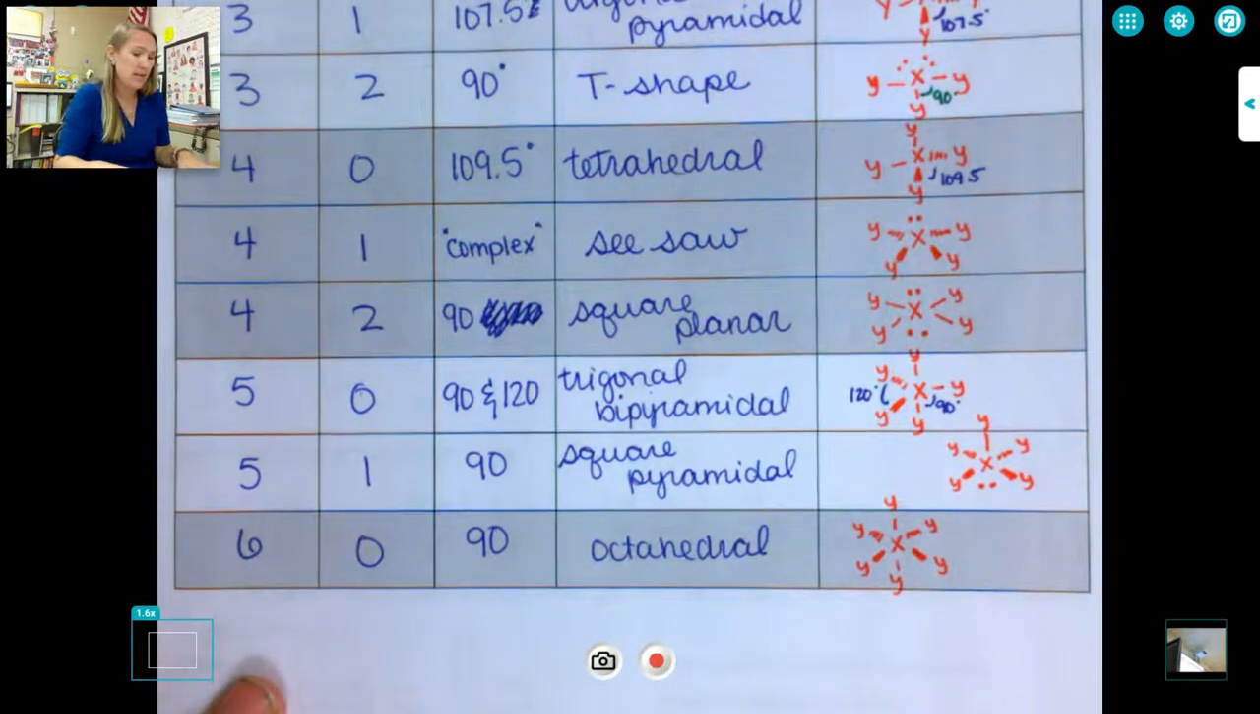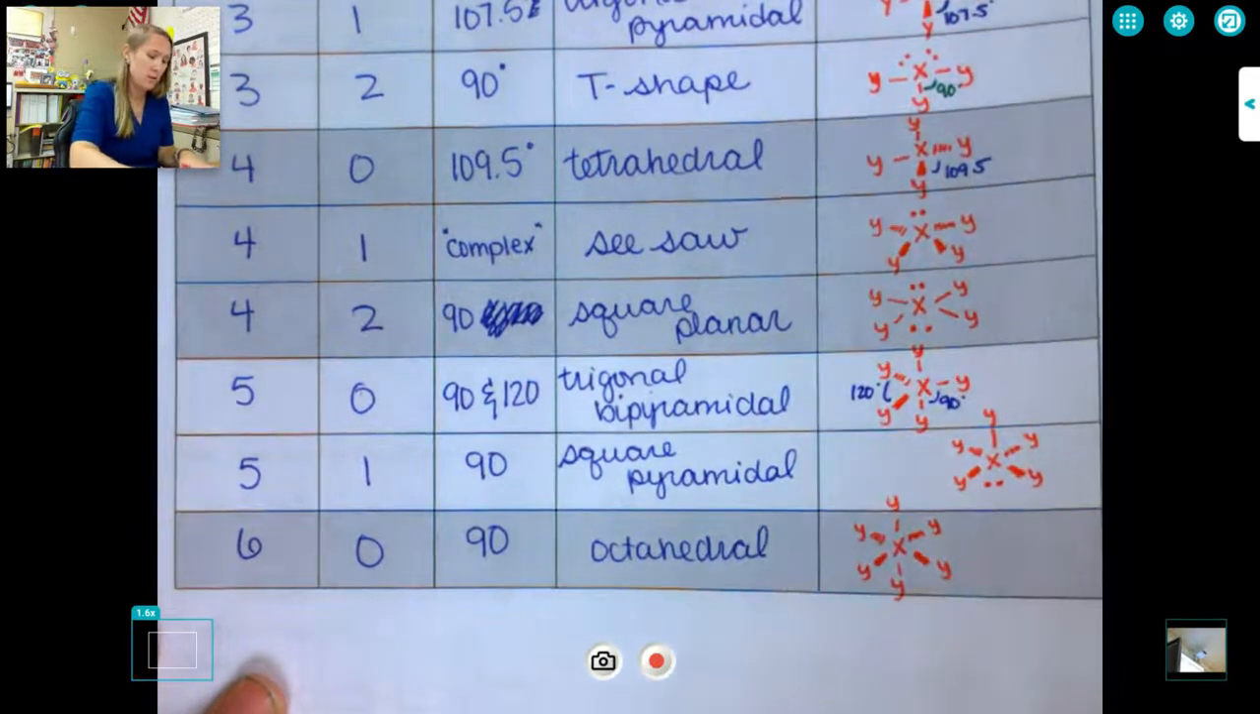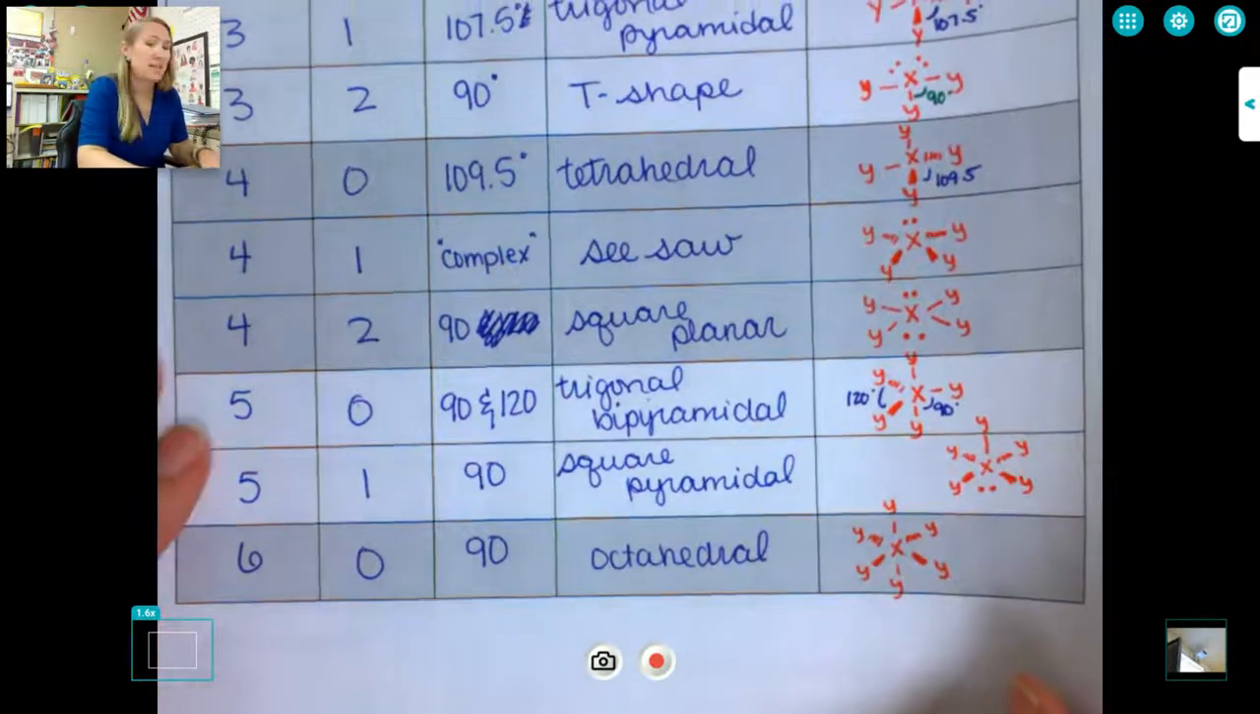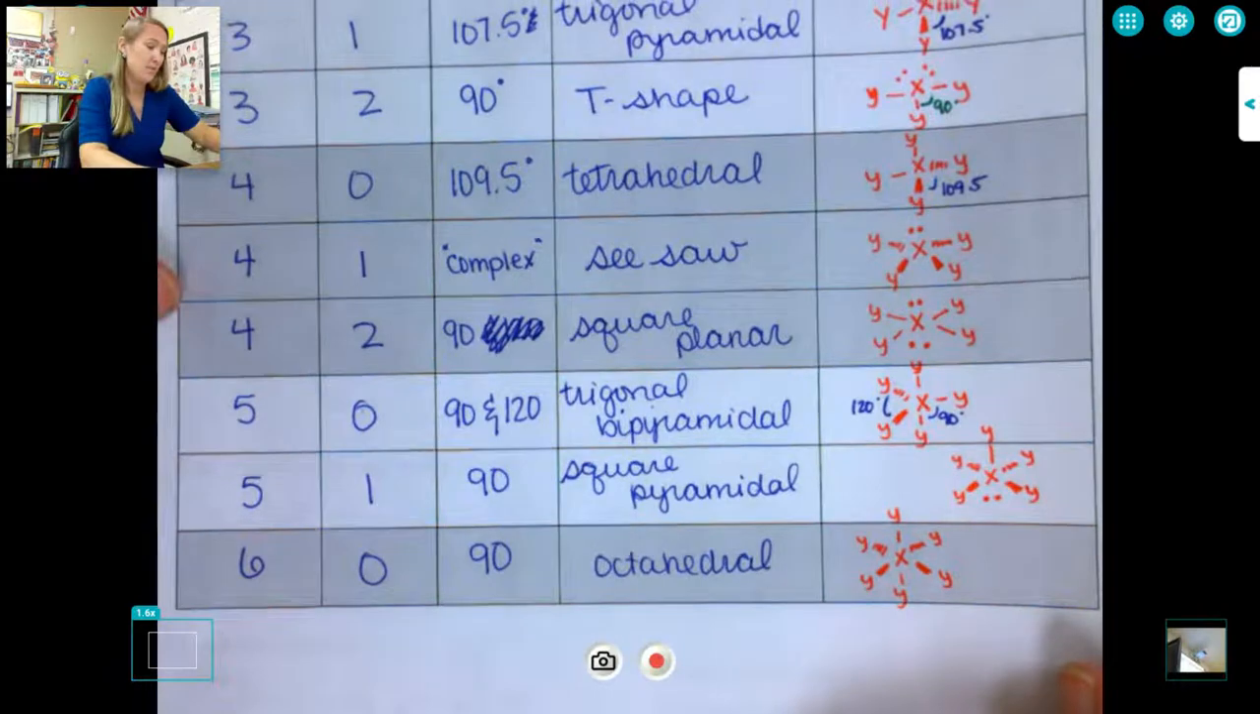All right, hang on because we got a little bit more to do. This might be a good time to get up, move around, and get yourself a snack. Because now we're on to hybridization.